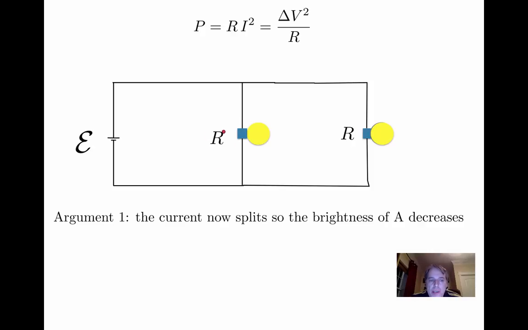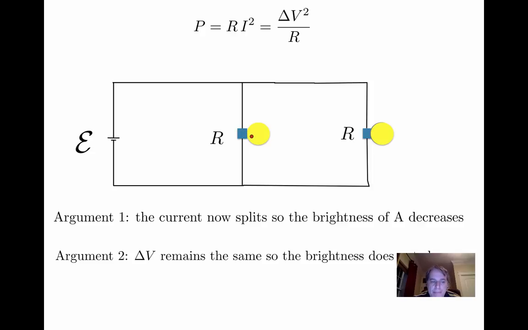Some people say the following. Because we close the switch, the current that flows here now will split. Some of it will go down here, some of it will go that way. Therefore, because the current is split, there's less current in this light bulb than before. So therefore, the brightness of this light bulb has decreased when you close the switch. Okay, so the argument is the current splits, so there's a smaller current in that light bulb, and therefore the brightness went down.